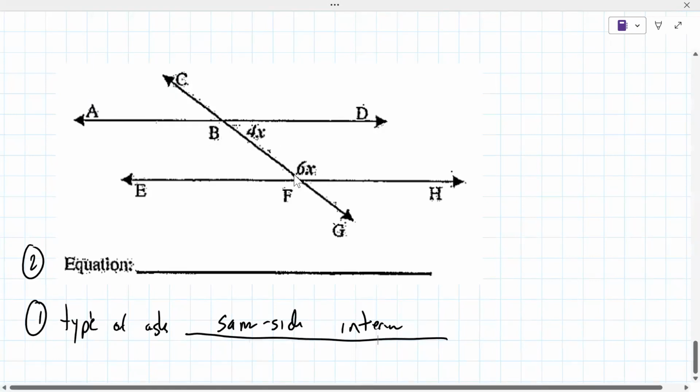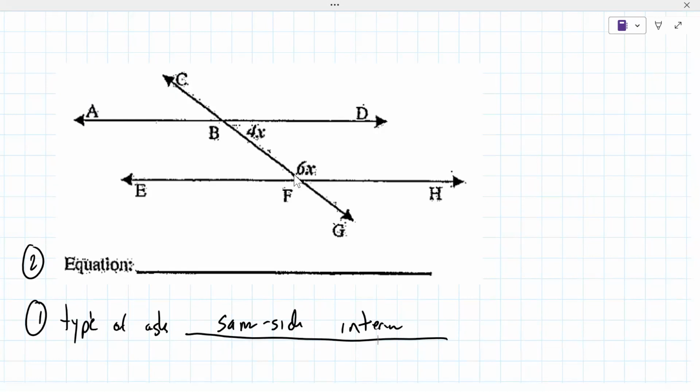So what's the equation? Are they equal or do they add up to something? I think they add up to something, right? They do. They add up to 180. Oh, wait, 4x plus 6x equals 180. Very good. 10x equals 180, so x equals 18. Now let me plug that in and see what they add up to.